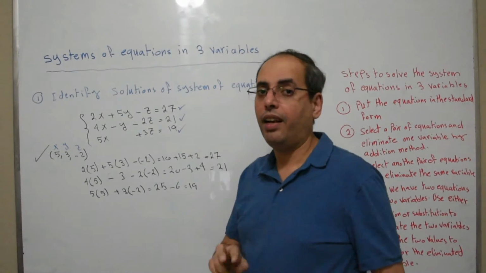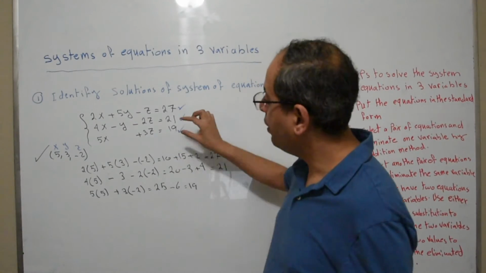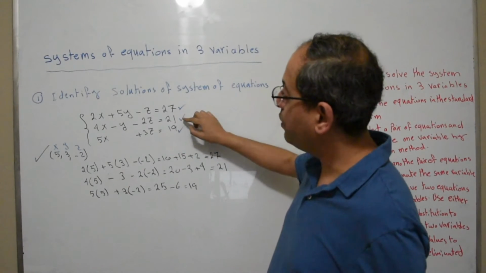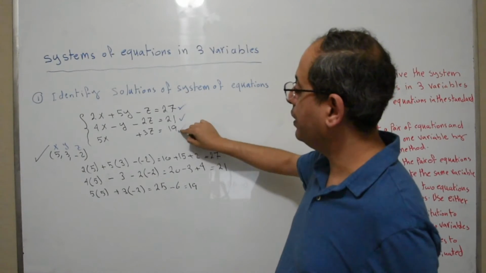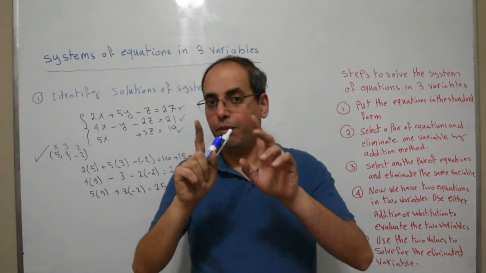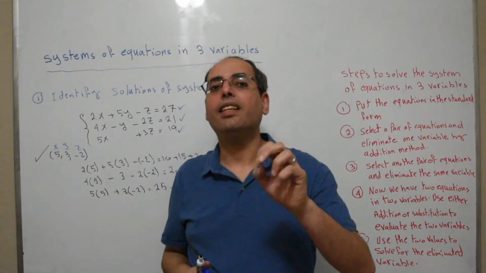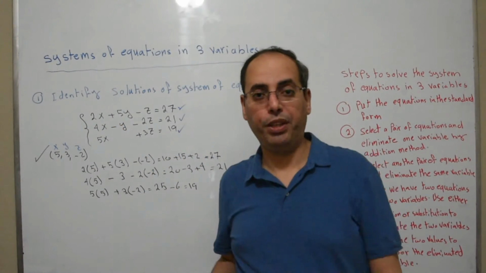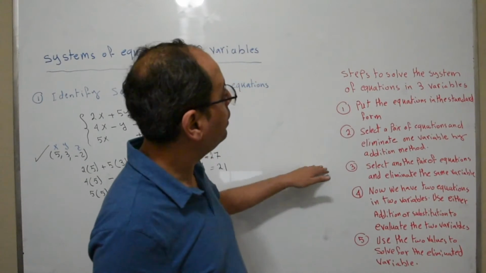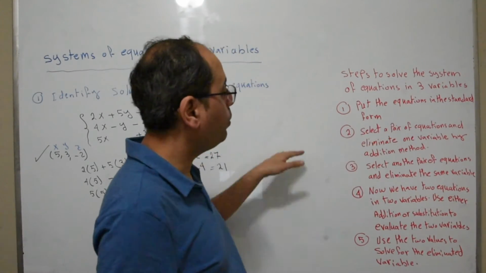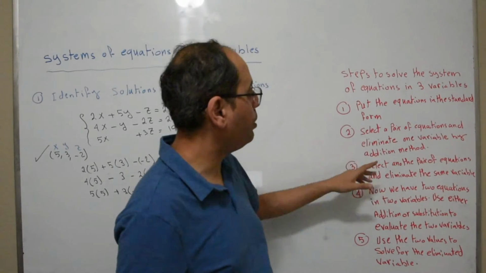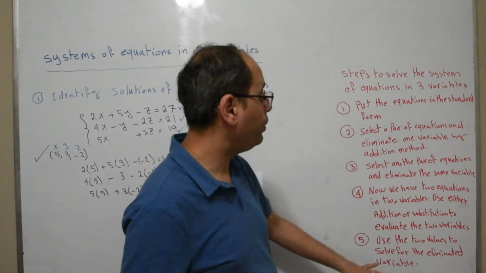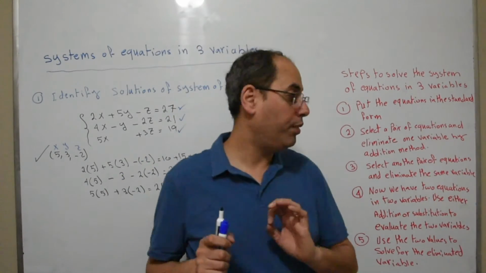However, the following step is to select another pair, for example, the second and third equation, but you have to eliminate the same variable you eliminated in the first pair. So again, we put the equation in standard form, we select a pair of equations and eliminate one variable by addition method. We select another pair of equations and eliminate the same variable.